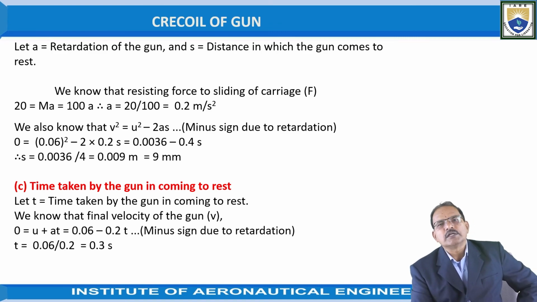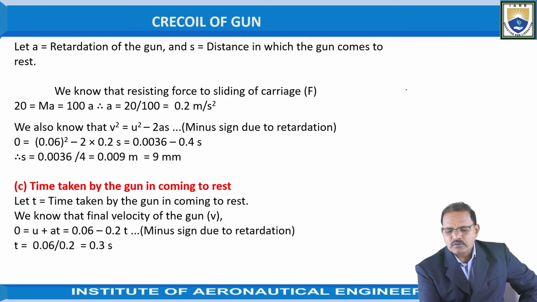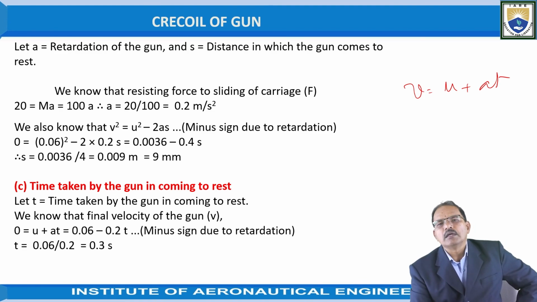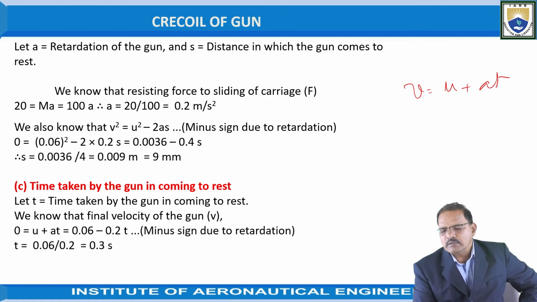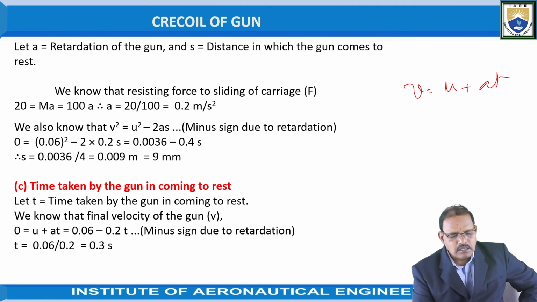The second part, the time taken by the gun in coming to rest, we can find by using the equation V is equal to U plus AT. In this equation, V represents the final velocity of the gun, U is equal to the initial velocity, A is the acceleration, and T is the time taken by the gun in coming to rest. Since the final velocity is equal to 0 because it is coming to rest, U is equal to 0.06, the velocity with which it started to move in the backward direction.